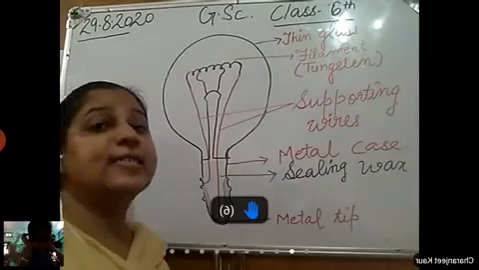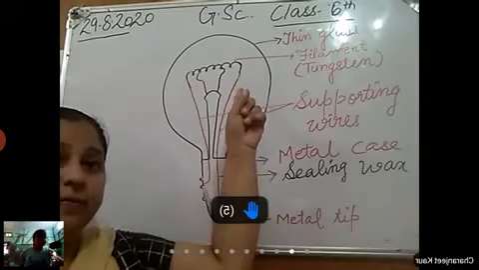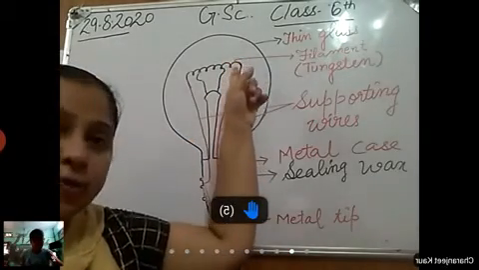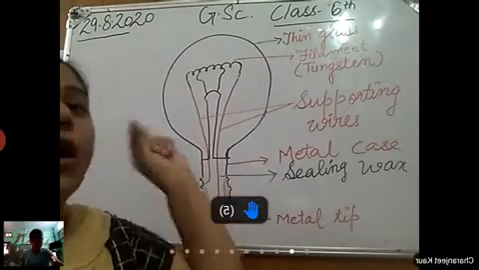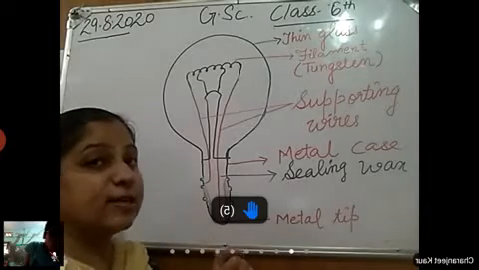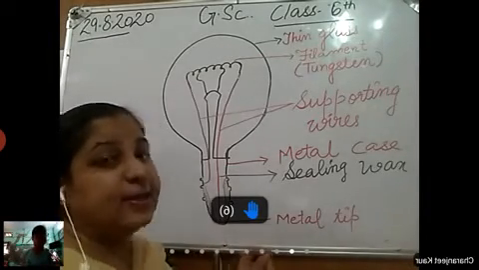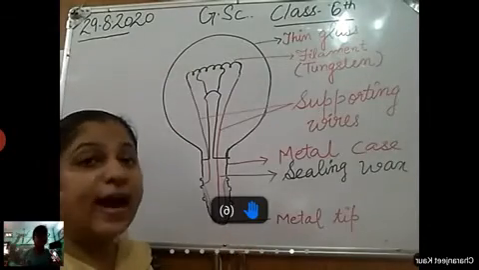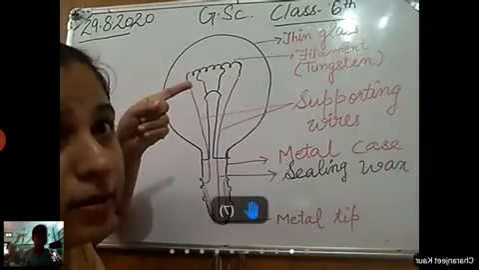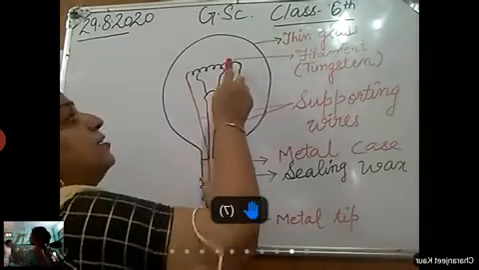Because tungsten has a special property that when it is heated, it does not melt. When electricity passes through it, it does not melt, it glows. What is the property of tungsten? When it is heated, it does not melt, it glows. Right? The wire of tungsten is very thin, so that is why it is twisted and coiled. You can see I have coiled it.